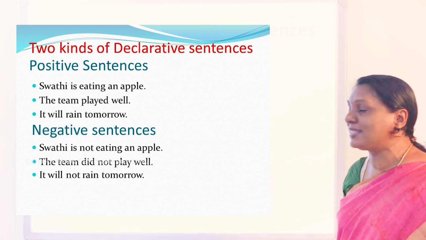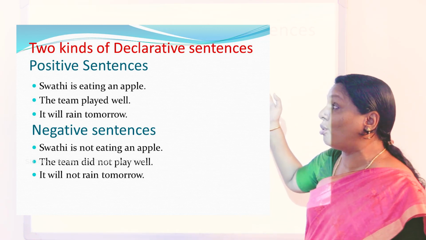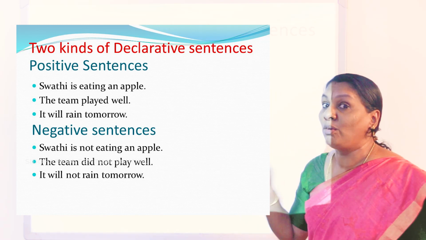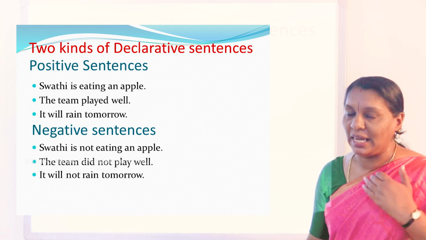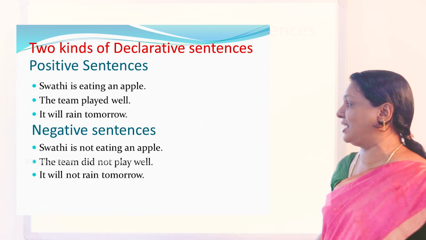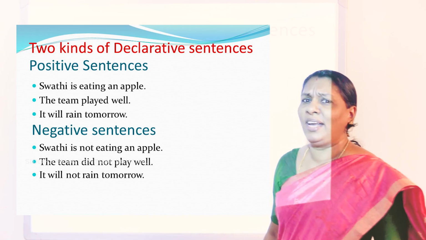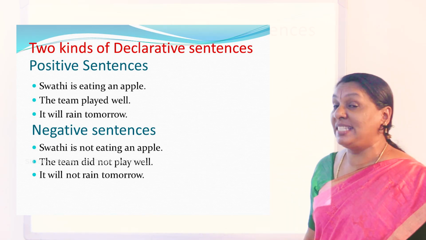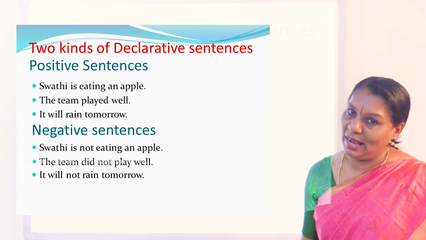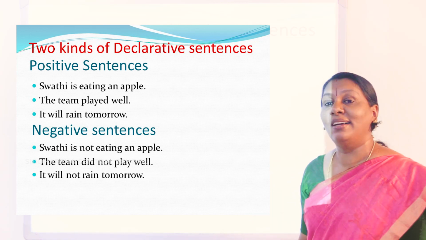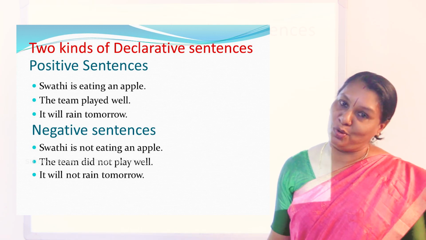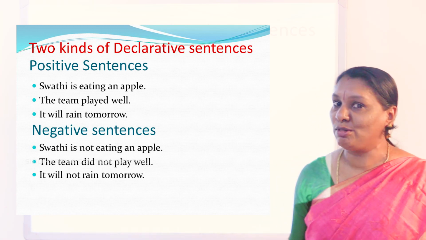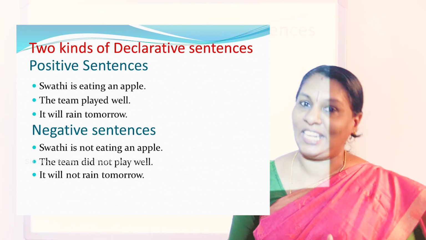Look at these examples. First one we have told, Swati is eating an apple, which is a positive sentence. To make it negative, we are adding not to it. Look at this. Now, Swati is not eating an apple. Look at the second one. The team did not play well. And the third one, it will not rain tomorrow. Hope you understood how to convert a positive to a negative sentence.